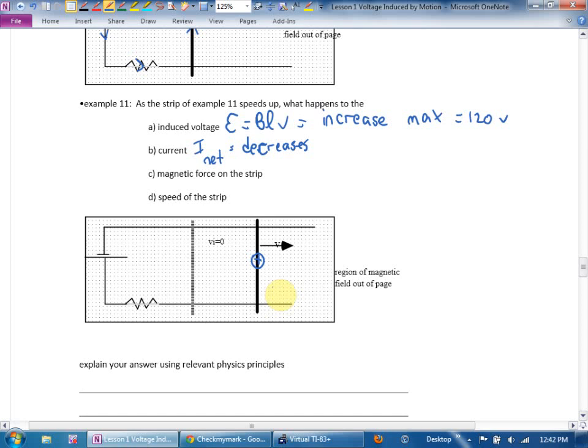Okay? Oh, magnetic force on the strip. Well, since magnetic force is BIL, and we've already said your net current is decreasing, what's happening to the force on the strip? Also decreasing. It's accelerating less and less and less fast. In fact, eventually it hits constant speed. When? When your BLV equals 120. So it's decreasing.